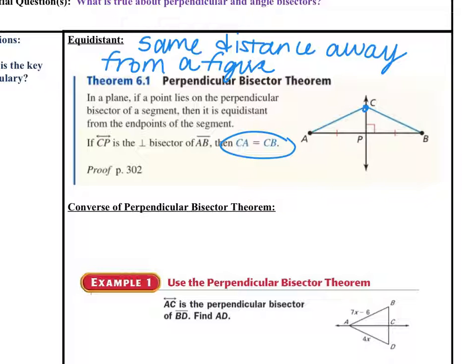Okay, converse. If you remember converse, you just take the statement and you flip it around. So we take our if-then, we flip it. So what would my converse be of this if we flip that? Or at least what would it start with? If... Cooper, what would it start with?